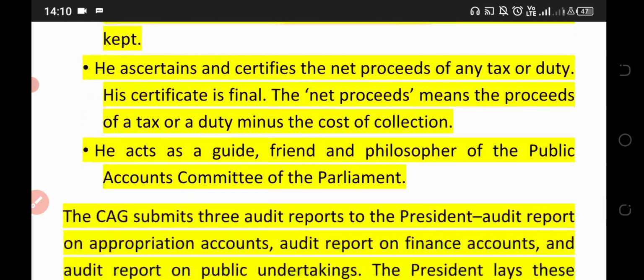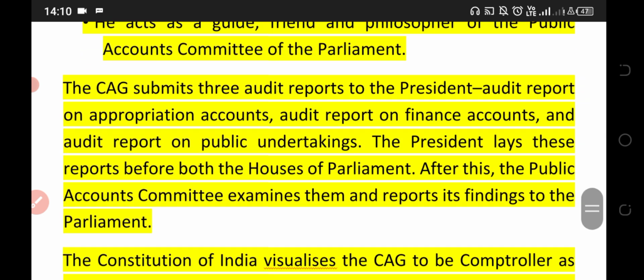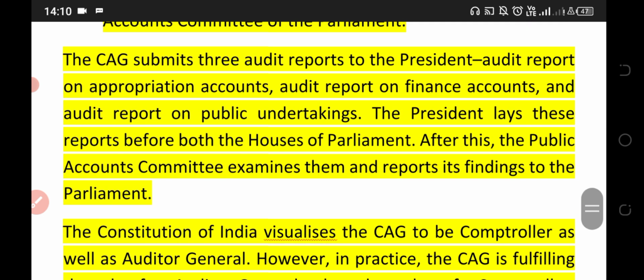He acts as a guide, friend, and philosopher of the Public Accounts Committee of the Parliament. CAG submits three audit reports to the President: audit report on appropriation accounts, audit report on finance accounts, and audit report on public undertakings. The President lays these reports before both the Houses of the Parliament. After this, the Public Accounts Committee examines them and reports its findings to the Parliament.